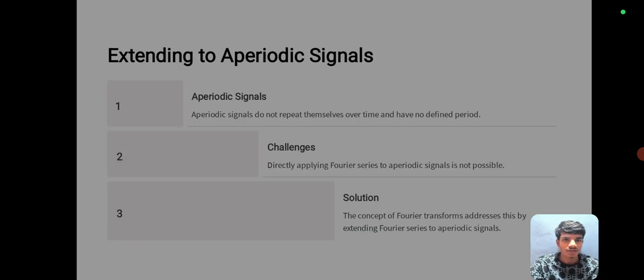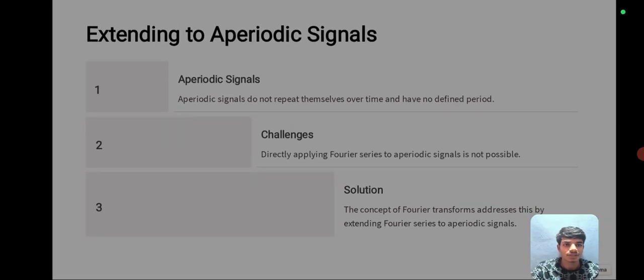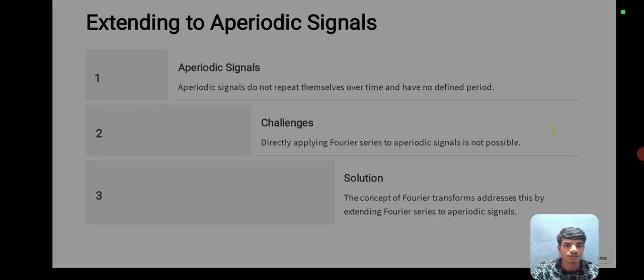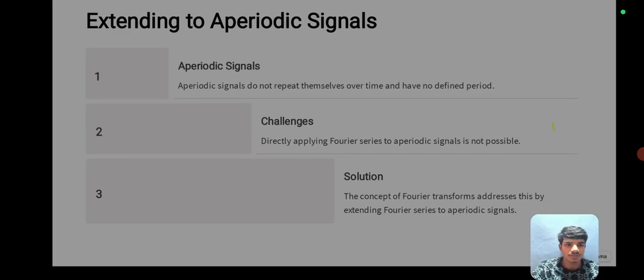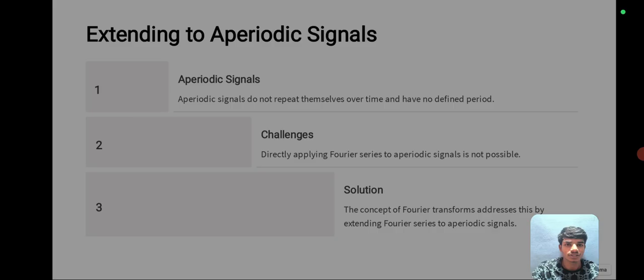The next slide we have is extending to aperiodic signals. In that we have three key points: aperiodic signals, challenges and the solution. Let me study the aperiodic signal. Aperiodic signals do not repeat themselves over time and have no defined period. And the challenge is that directly applying Fourier series to aperiodic signals is not possible. And the solution is that the concept of the Fourier transform addresses this by extending Fourier series to aperiodic signals. This is about this slide.